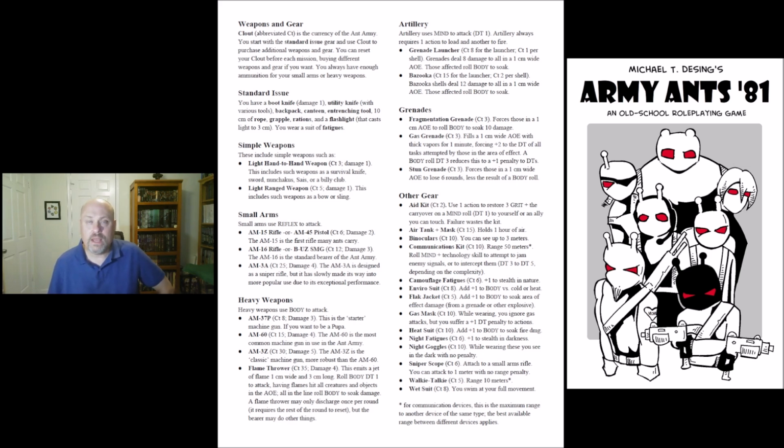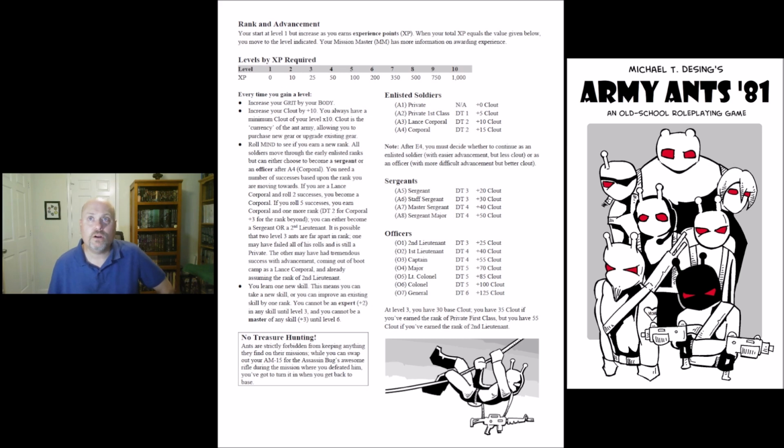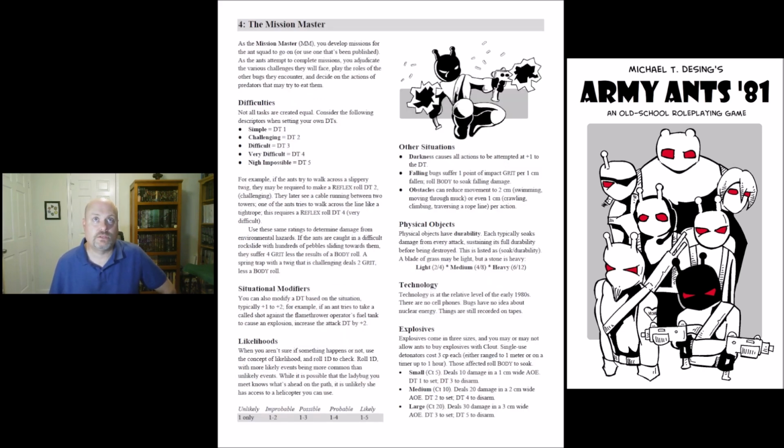So that's pretty cool. And as you go up in level, like right here, you can see enlisted soldiers, sergeants, and officers are going to get even more clout to be able to get better stuff. It's going to tell you what you need to do every time you level. That's pretty neat. There's no treasure hunting, so whatever you find, you have to turn back in to base. And then you've got the mission master. That's pretty much like the game master for this. It tells you about difficulties, situational modifiers, likelihoods of things happening, and then other situational things like darkness, falling, and obstacles.